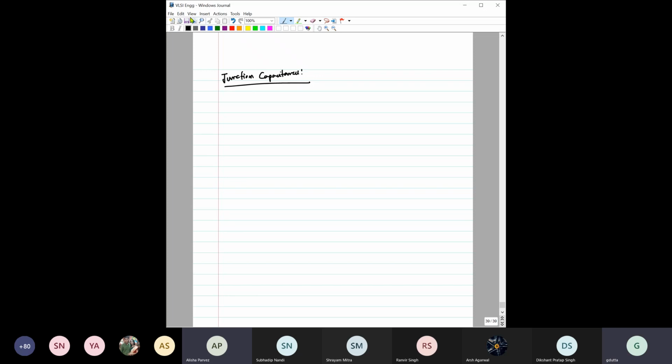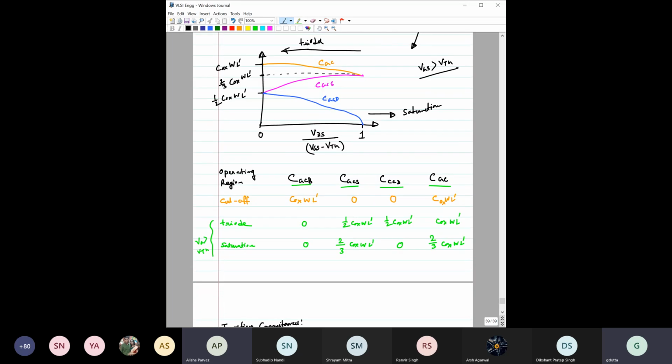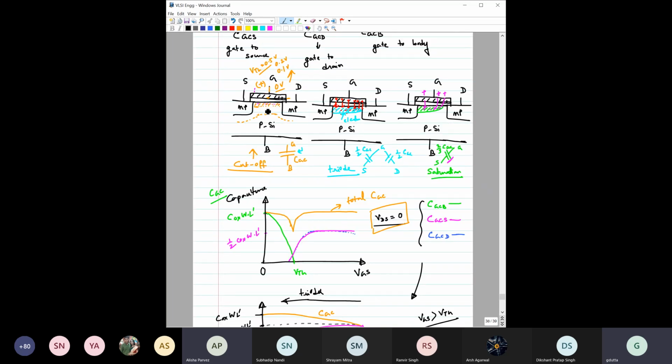Junction capacitance. So what do you mean by this junction capacitance? Maybe without drawing I can show it from here. Junction capacitance is basically the PN junction capacitance. Here you can see it is the N plus region, this is the P plus region, right? And you know that in any PN junction there will be a depletion region, right? And this depletion region would create a capacitance, right?